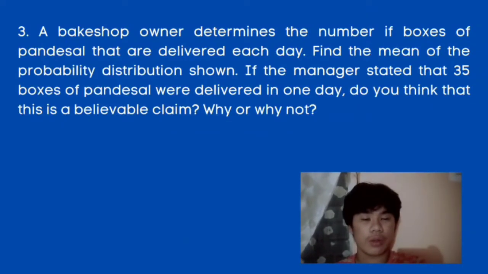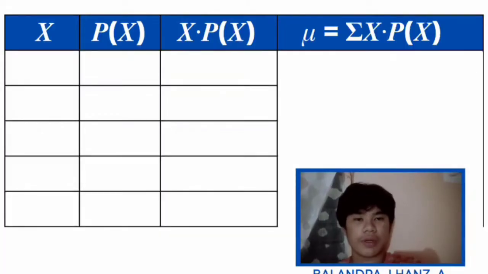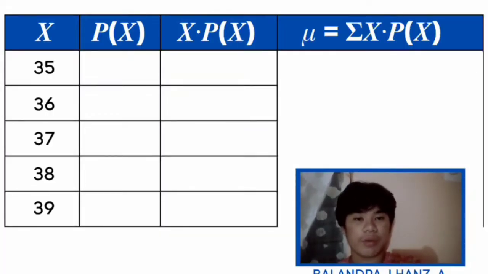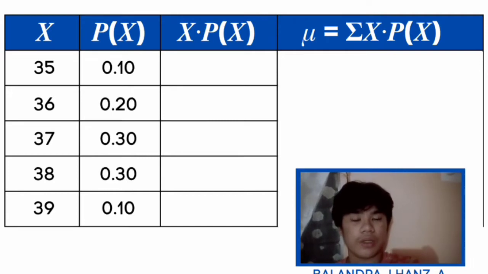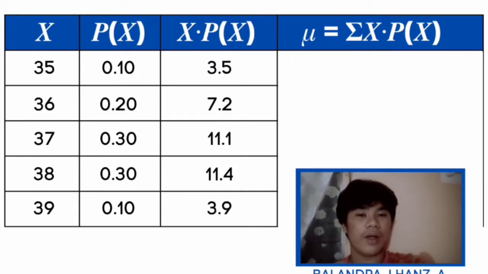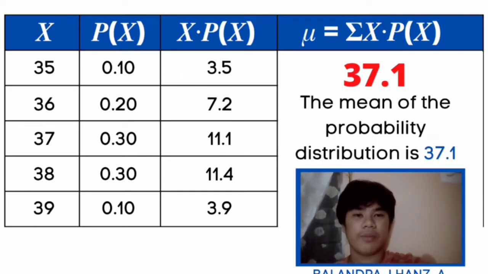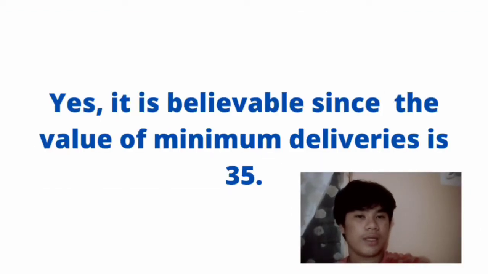In this problem, we are looking for the mean of the probability distribution. To solve this, we first have to plot values into our table, with the x column signifying the number of boxes delivered each day, and the p of x column referring to the probability of the number of delivered boxes each day. Now, to fill up our third column, we have to multiply the values in the first and second columns. After multiplying, we add all the products to get our mean. The answer is 37.1. The mean of the probability distribution is 37.1. To answer the question, yes, it is believable. It is a believable claim since the value of minimum deliveries per day is 35 boxes.